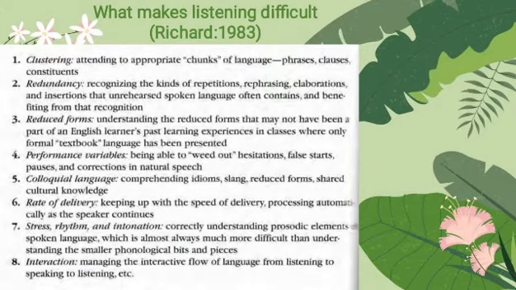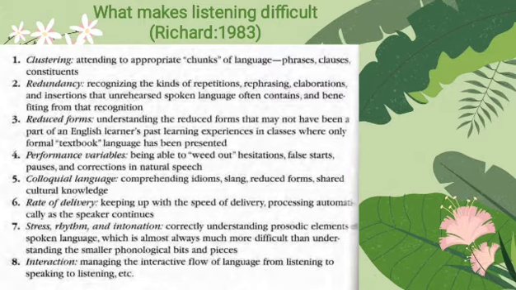And here is the last of my presentation, what makes listening difficult according to Richards, 1983. The first is clustering, attending to appropriate chunks of language, phrases, clauses, and constituents. Next is redundancy, recognizing the kinds of repetitions, rephrasing, elaborations, and insertions that unrehearsed spoken language often contains, and benefiting from that recognition.